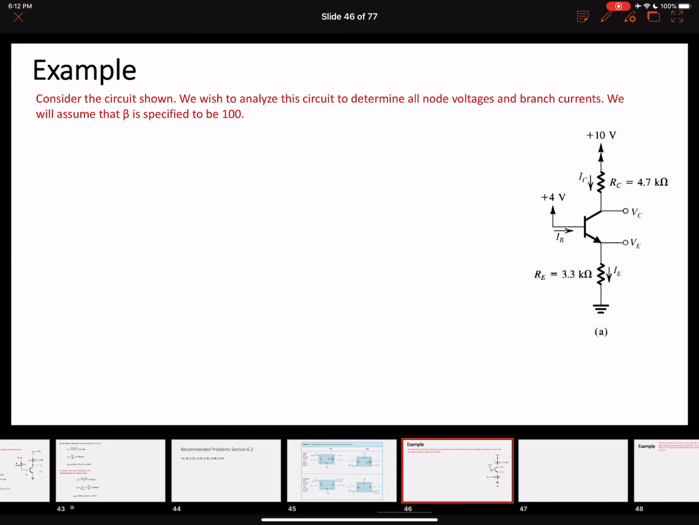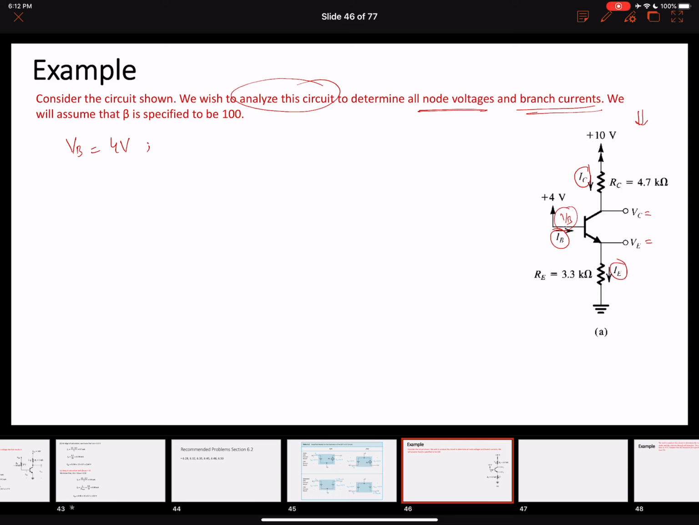Okay. So here's a circuit that is shown, and we want to analyze this circuit. Analyzing this circuit means that we need to determine all node voltages and all branch currents. So we need to determine the collector current, the emitter current, the base current, and the collector voltage, the emitter voltage, and the base voltage. The base voltage is very easy. Our base terminal is directly connected to 4 volts. So our base voltage is 4 volts. Okay. So this is easy.